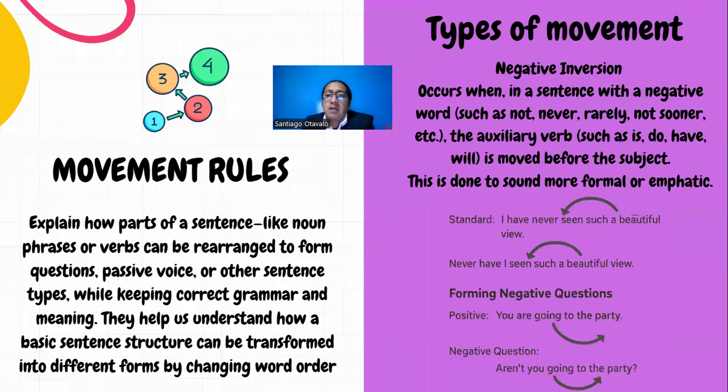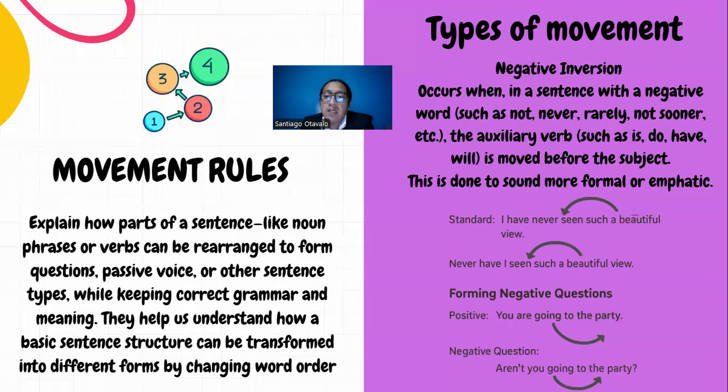Now, another type of movement is negative inversion. Negative inversion occurs in a sentence with a negative word, for example, not, never, rarely, no sooner, etc., and the auxiliary verb, for example, is, do, have, will, is moved before the subject. This is done to sound more formal or emphatic. For example, the standard sentence, I have never seen such a beautiful view. And we transform with negative inversion, never have I seen such a beautiful view.